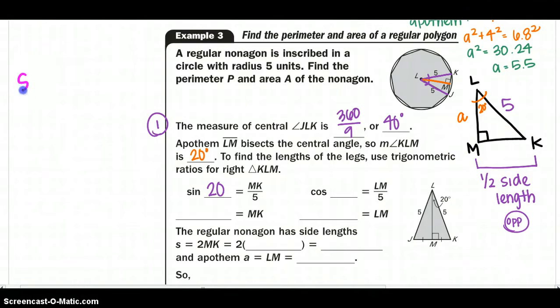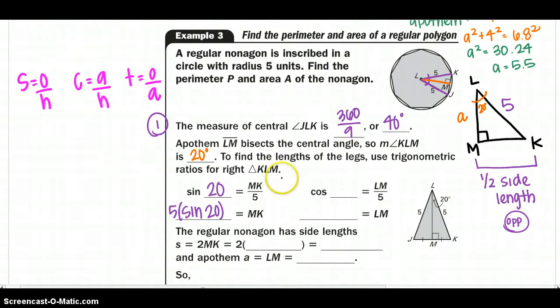And if we need to rewrite, SOH CAH TOA, we can do that. Remember, sine equals opposite over hypotenuse, cosine equals adjacent over hypotenuse, and tangent equals opposite over adjacent. So when we go and solve that, we would have 5 times the sine of 20, which I got to be approximately, so MK is approximately 1.710. Alright, so we've found half of our side length.